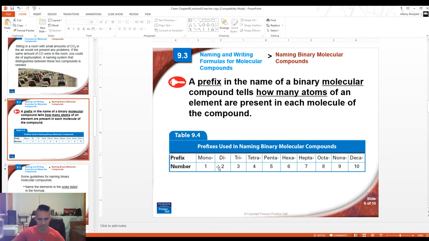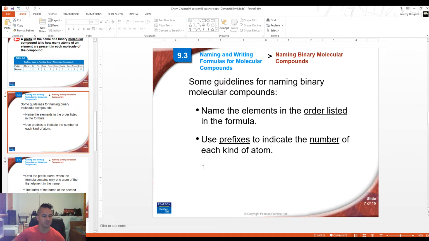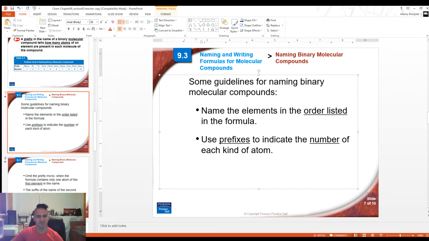And yeah, so I'd recommend that you remember or memorize them because they're not going to be given to you. So when it comes to naming the molecular compounds, very simple. We're going to name the elements in the order listed in the formula. Then we're going to use prefixes that indicate the number of each kind of atom. Okay, so we're going to give an example here. We're going to walk through all the steps as we do this.